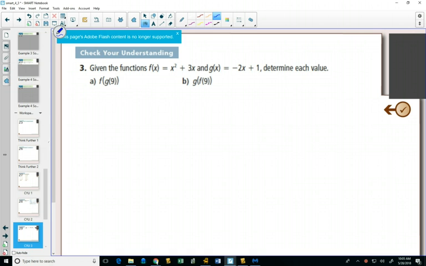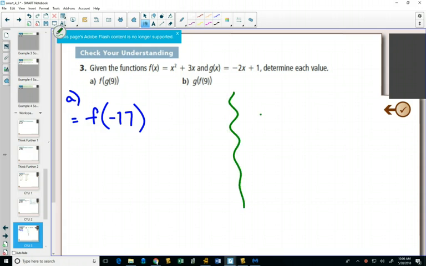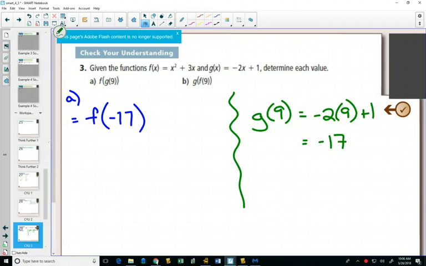So one of the things I would do in this situation for A, it may be that you can do g of 9 in your head. And this is an example where I think you probably could. You could probably say, I'll plug 9 into g of x, and I'll get negative 17. If it gets more complicated, what I suggest is off to the side, figure out g of 9 by plugging in 9 for x. Negative 18 plus 1, negative 17.